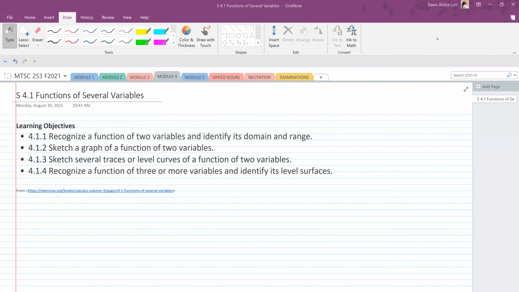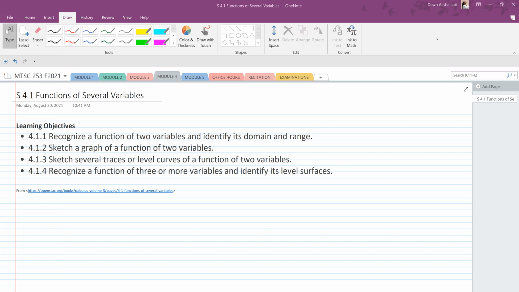Okay, so today we are starting a new module. This module is on multivariable functions and partial derivatives. And this section is functions of several variables.